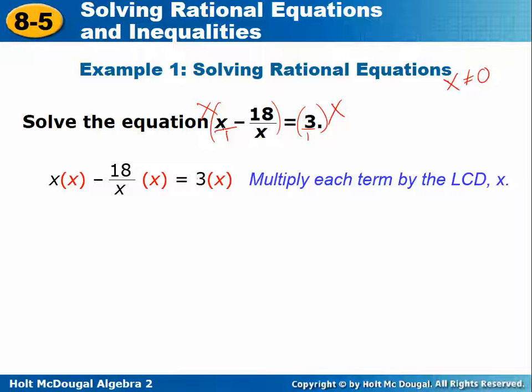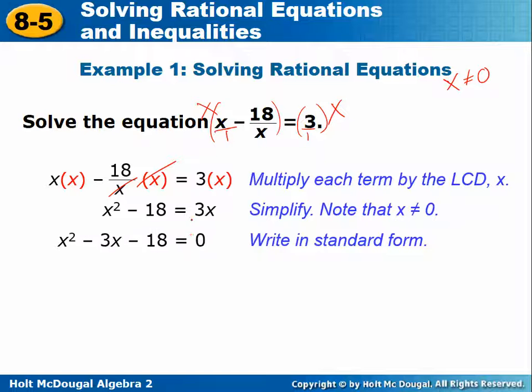So we have x times x, distributive property, minus 18 over x times x equals 3x. Then we simplify. These x's cancel, so I won't have x in the denominator. x times x is x squared. So we have x squared minus 18 equals 3x. Now you can set this equal to 0 and see if it'll factor.